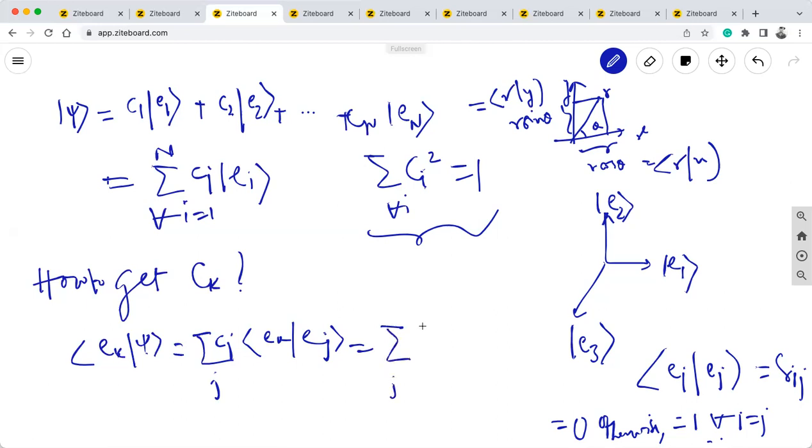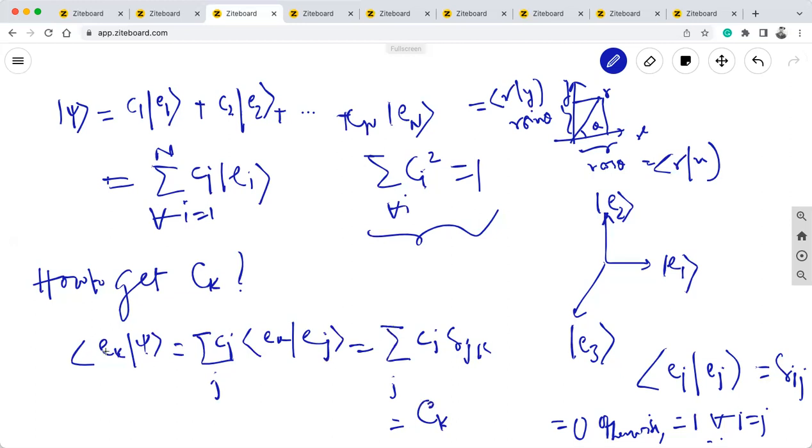Summation over j of Cj and delta Jk. So if you multiply these two quantities, if you take the inner product, you will get delta Jk. So what will be your answer? Your answer will be Ck only, because at all other values of j and k, this quantity will be 0. So only you will have the quantity Ck.